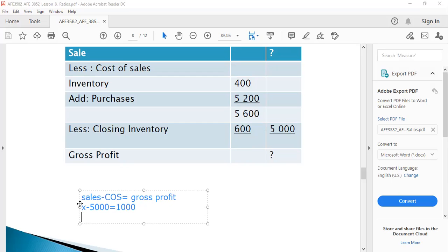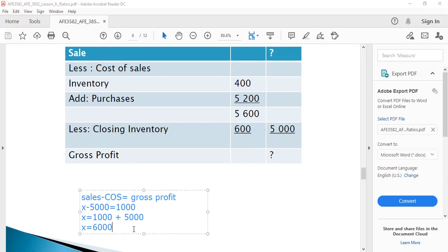So make X the subject of the formula. Since you are looking for your X, make X the subject of the formula. So you will have X equals to the 1,000, and then you bring the 5,000 to where the 1,000 is. Once you bring the 10 to the other side of the equal sign, the sign needs to change. It was a negative sign, so it becomes positive 5,000. So obviously your X will be 6,000.